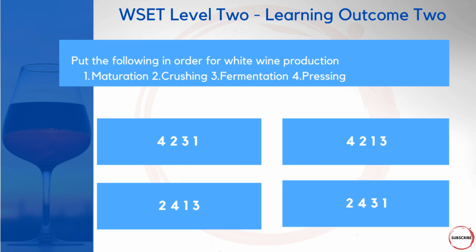And do we think that that happens in the following orders? Is it 4, 2, 3, 1? Is it 4, 2, 1, 3? Is it 2, 4, 1, 3? Or is it 2, 4, 3, 1?